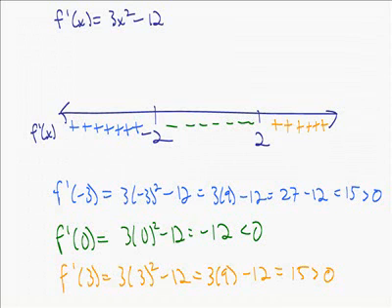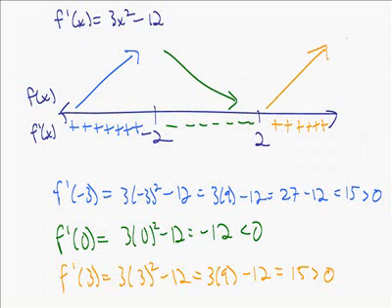Well, remember that if the derivative is positive, the function is increasing, and if it's negative, the function is decreasing. The derivative is positive, so the function is increasing. So the function's going up here. Derivative is negative, that means the function is decreasing. So we're going down on this interval. Derivative is positive, that means the function is increasing.